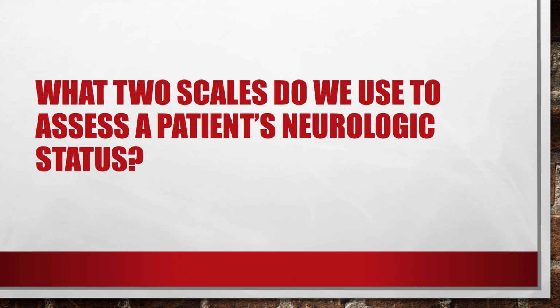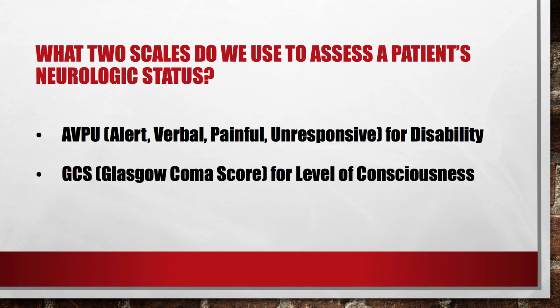What 2 scales do we use to assess a patient's neurologic status? AVPU for disability and GCS for level of consciousness.